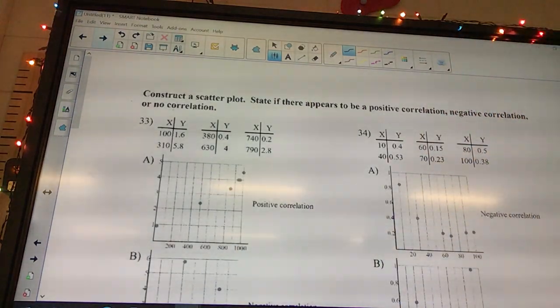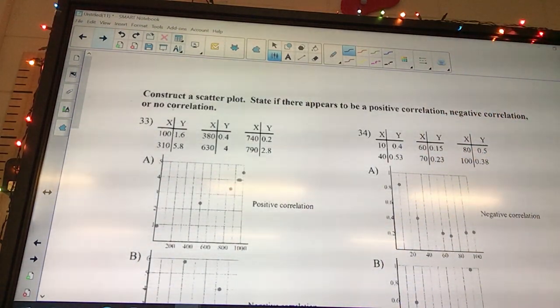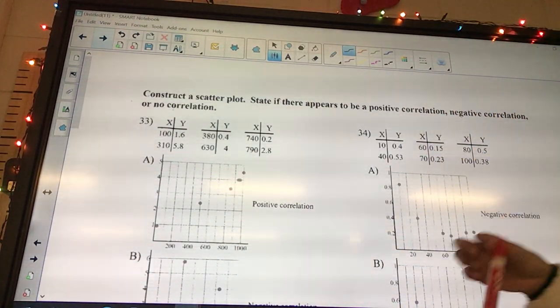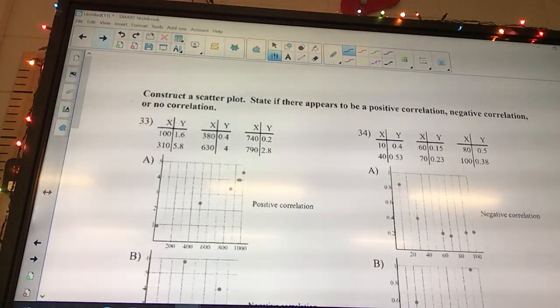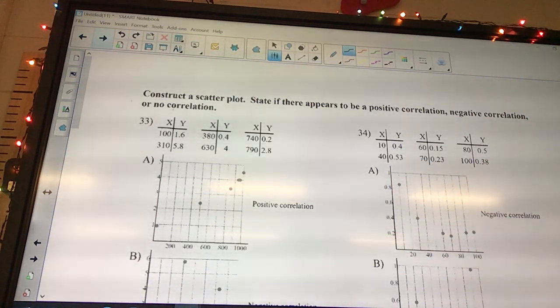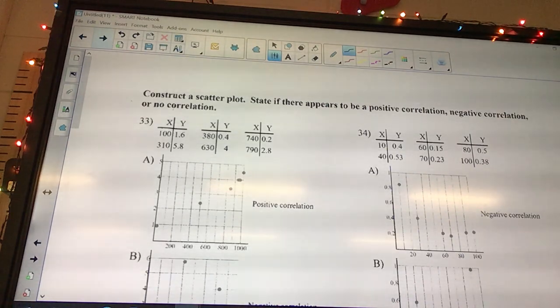Okay, 33, it says construct a scatter plot, state if there appears to be a positive, negative, or no correlation. So you're going to have to look at the scatter plots and figure out, if you were to plot them, which one matches up.